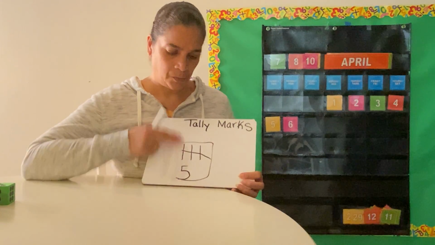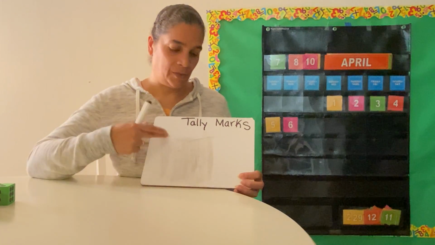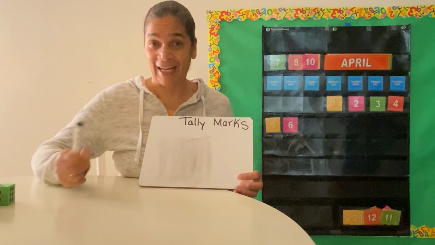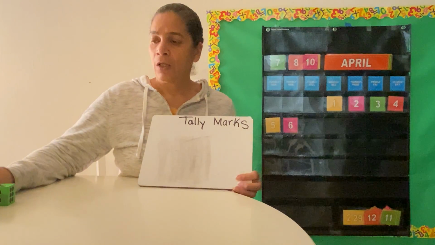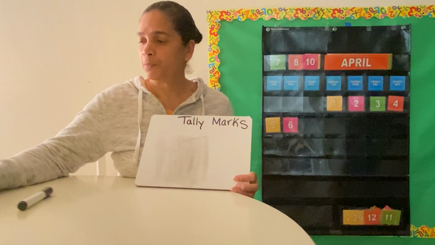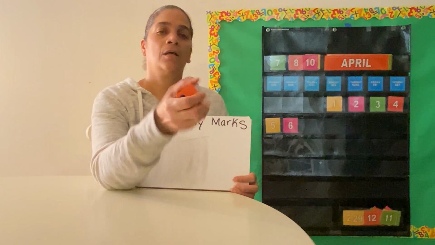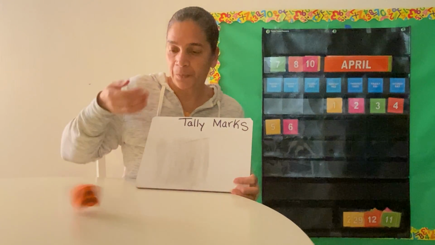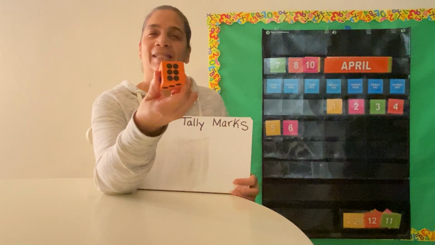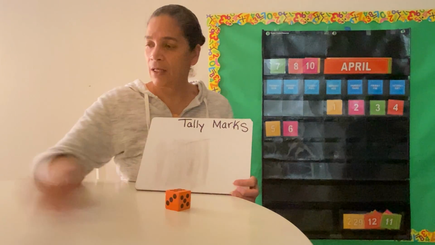Now, I'm using my finger. I know sometimes I do that in the classroom as well. So we're gonna play a game. I have a dice, and I'm gonna roll it. Got the number 6. You can count 6 dots on the dice.